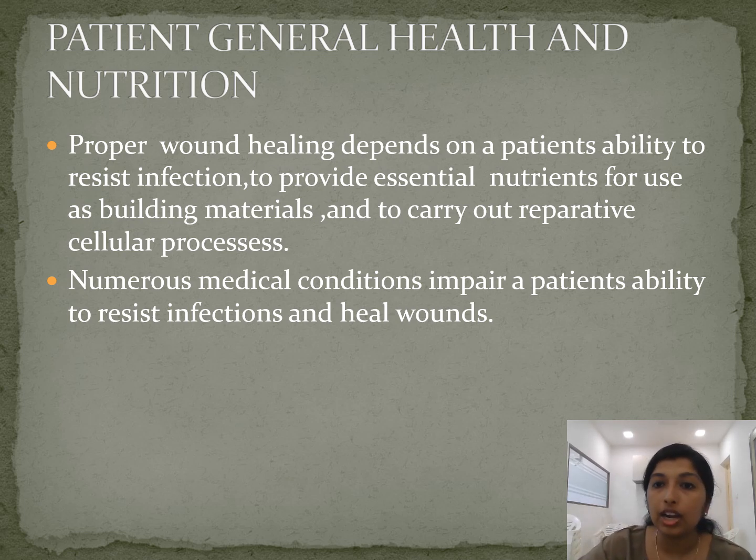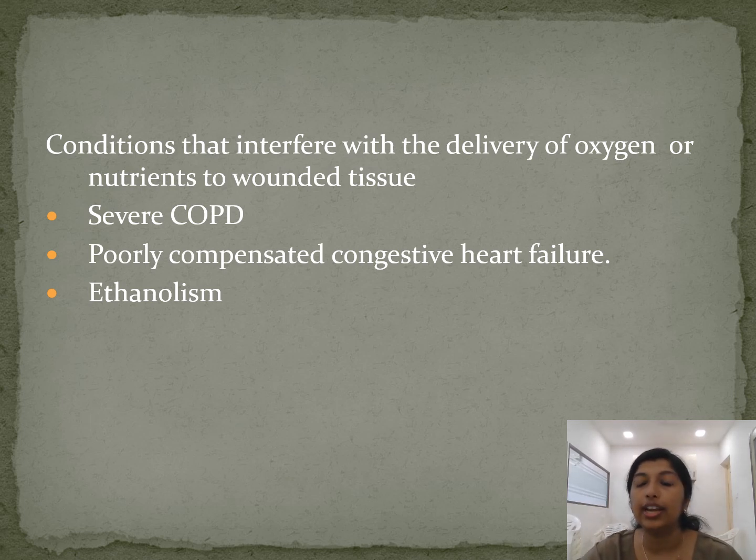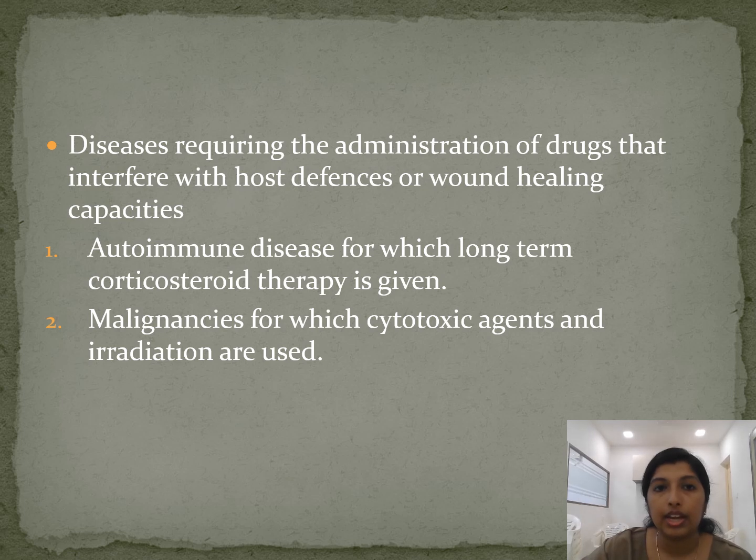Numerous medical conditions impair a patient's ability to resist infections and heal wounds. Diseases that induce a catabolic state are poorly controlled diabetes mellitus, end-stage renal or hepatic diseases, and malignant diseases. Conditions that interfere with the delivery of oxygen and nutrition to wounded tissue are severe chronic obstructive pulmonary disease, poorly compensated congestive heart failure, and alcoholism. Some diseases require drugs that interfere with host defenses or wound healing, such as autoimmune diseases and malignancies for which toxic agents and irradiation are used.